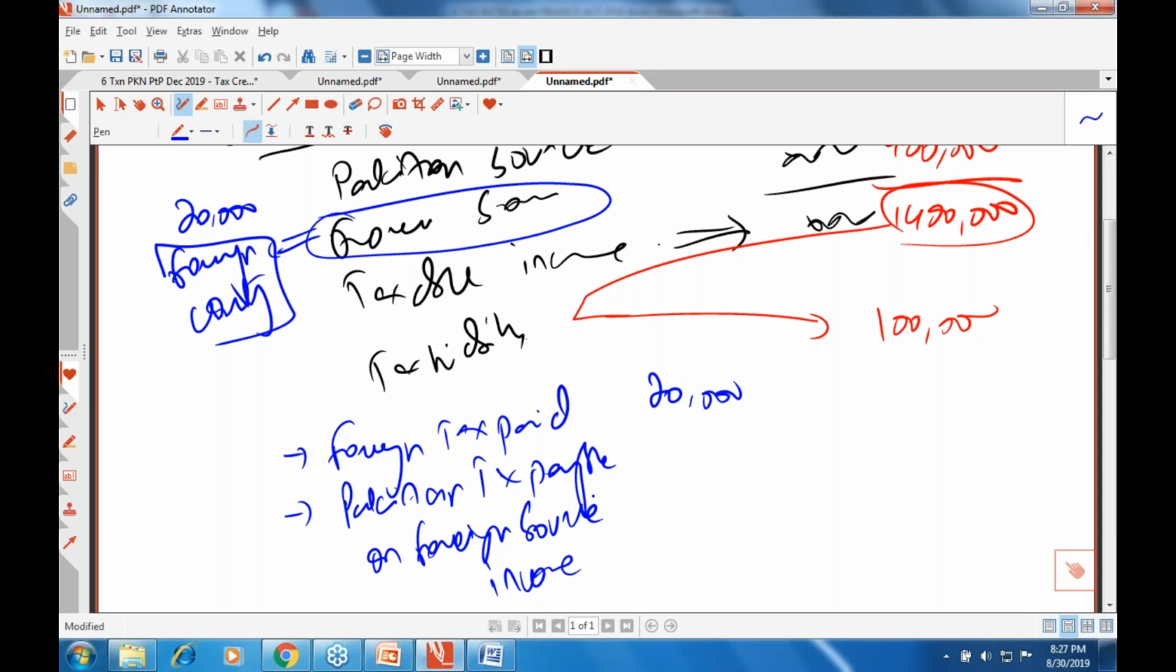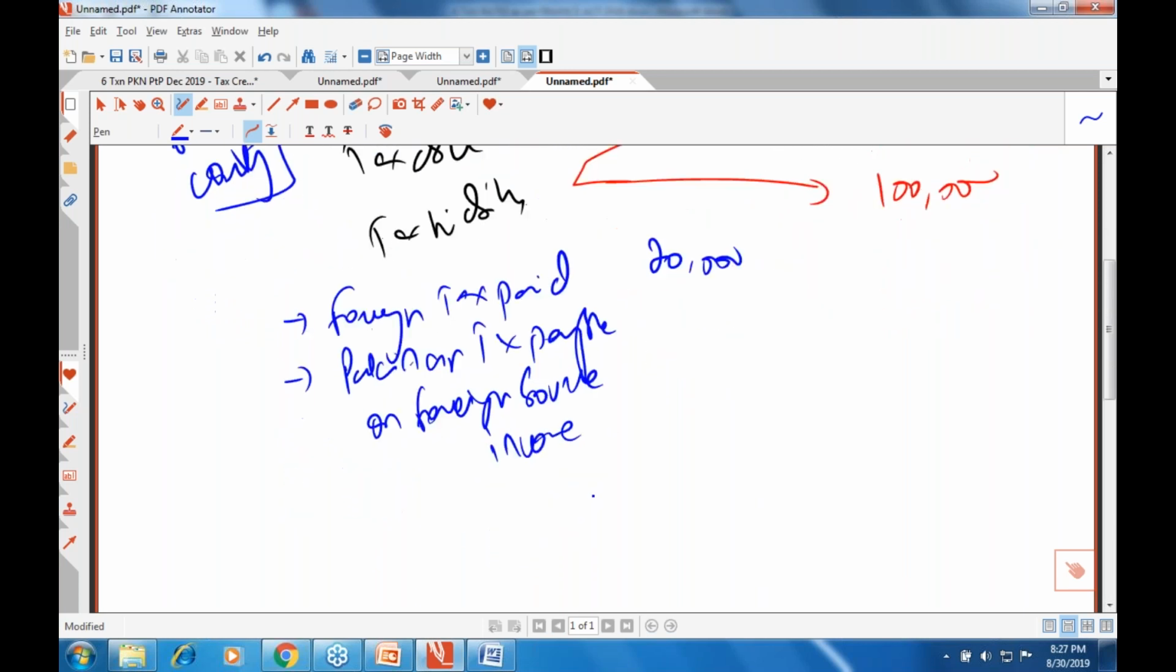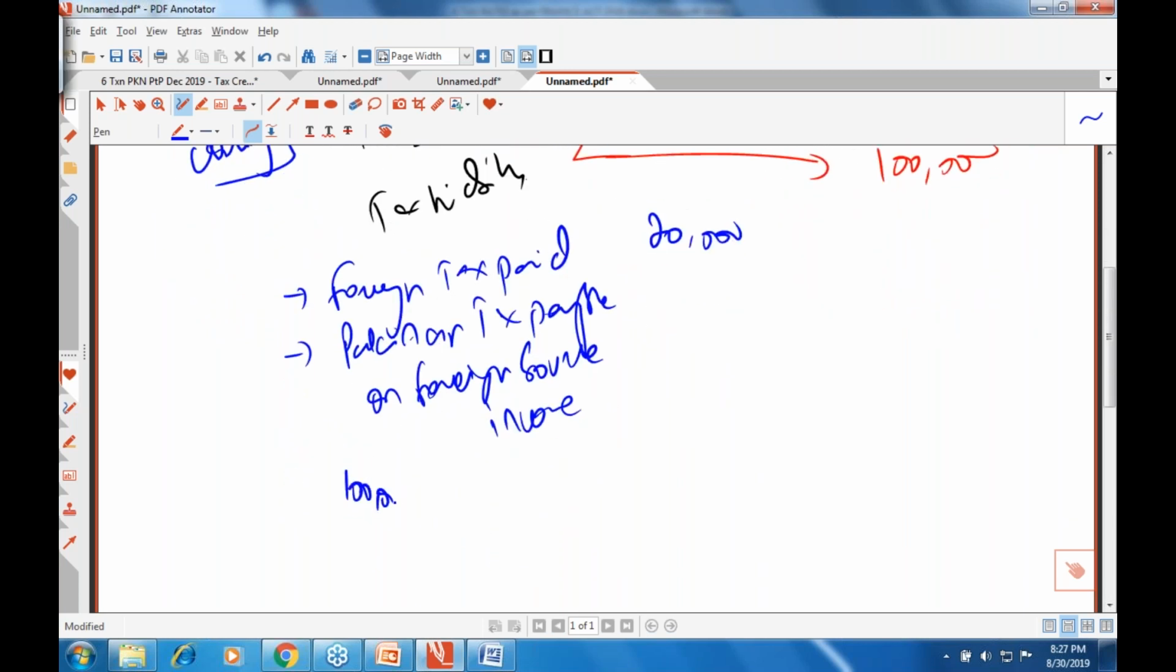Now, what is this Pakistan tax payable? The Pakistan tax payable is calculated like this. First of all, you take the tax liability, which is 100,000, divided by the taxable income, which is 1.4 million, multiplied by the foreign source income, which is 400,000.